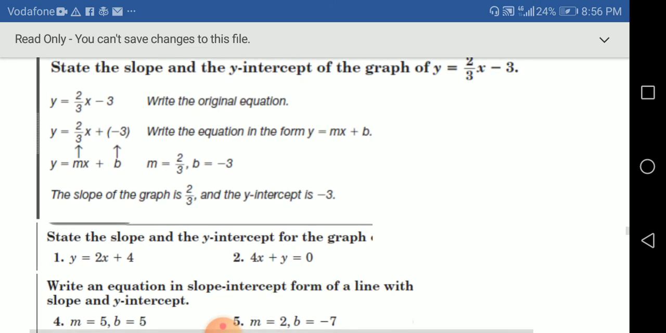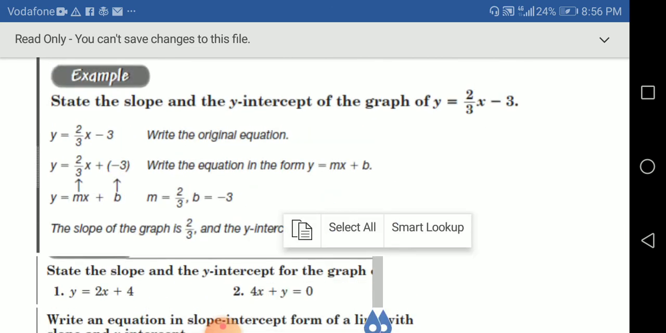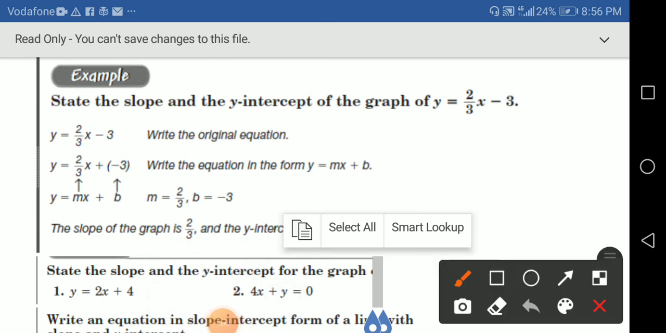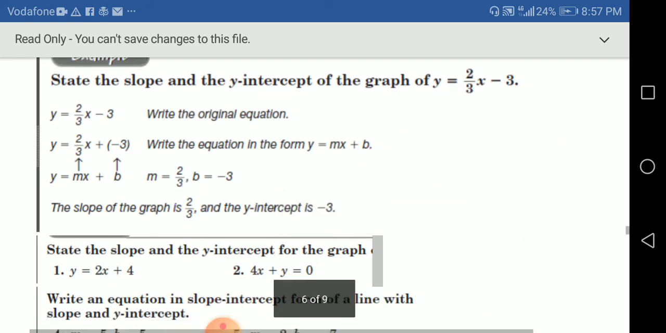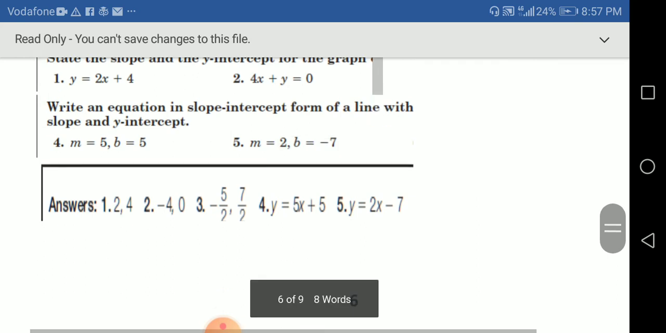State the slope and the y-intercept of the graph y equal 2/3 x minus 3. He asks me to write the slope, and I will write the slope-intercept form, y equal mx plus b. m here is 2/3, 2 over 3. x is the same, and y. I will find b, which here is negative 3. So the slope of the graph is 2/3 and the y-intercept, which is b, is negative 3. I think it's easy.